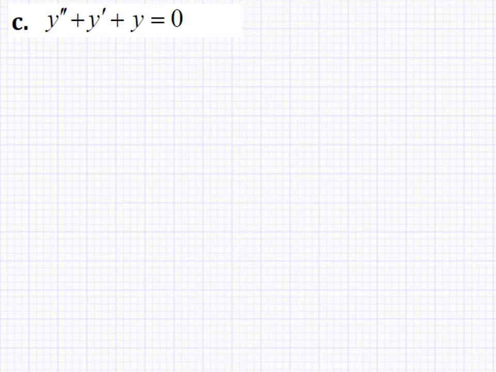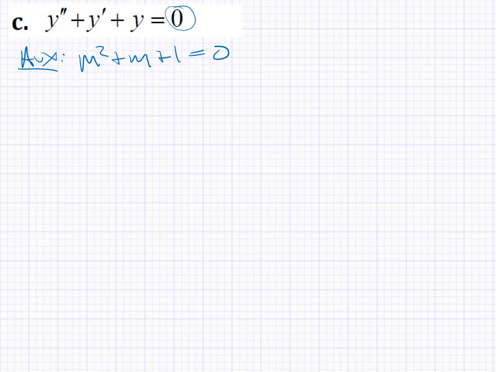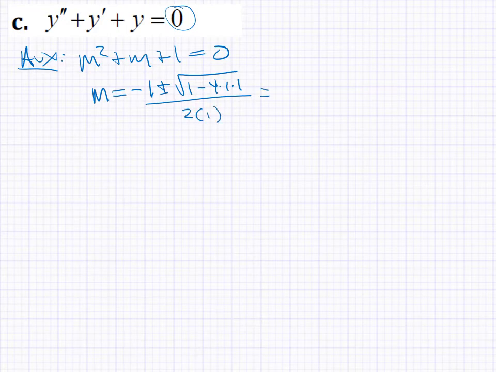So we look at an example of this. So here is your linear, constant coefficient, homogeneous differential equation. We create our auxiliary equation, which would be m squared plus m plus 1 equals 0. And we're going to solve this one. The only way to solve this one would be using the quadratic formula. So negative b plus or minus the square root of b squared minus 4 times a times c all over 2a. So we get negative 1 plus or minus the square root of negative 3 all over 2.